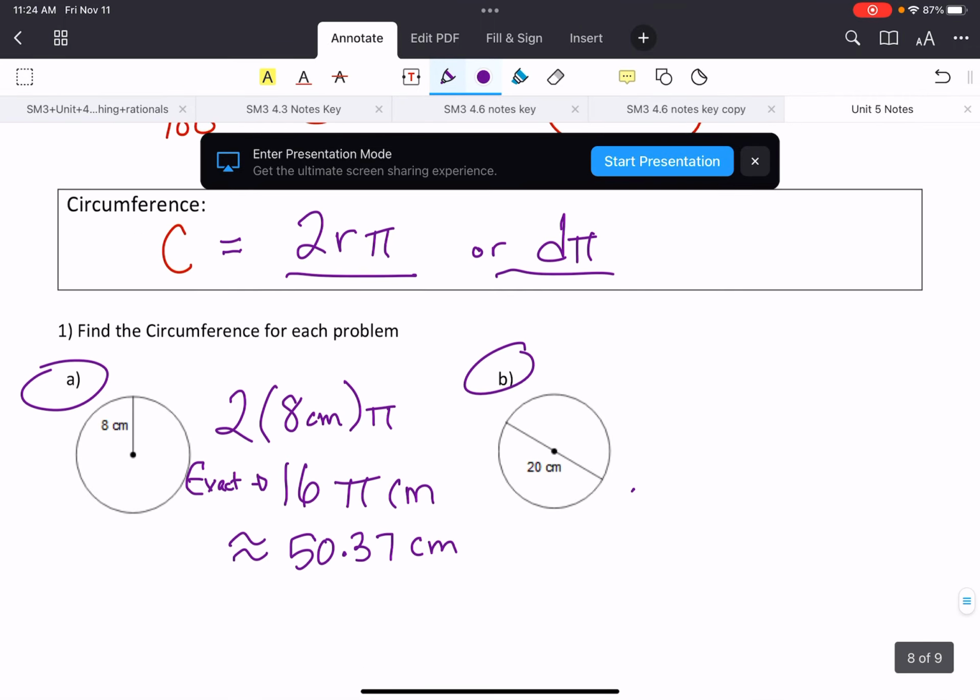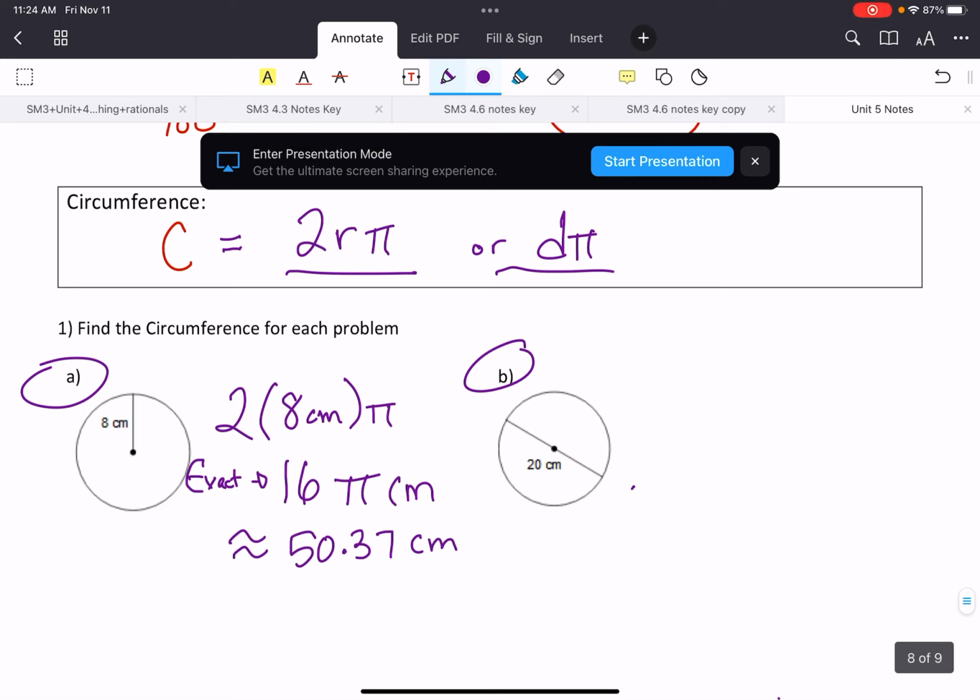This circle gave us the diameter, right? Because it was the full line. There are two ways to do this. This is diameter. We already know diameter times pi is your circumference. So you could do 20 pi centimeters, which is your exact answer.